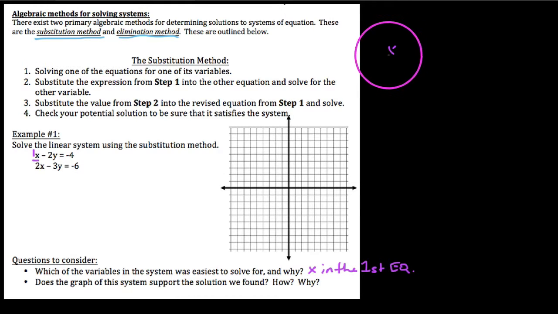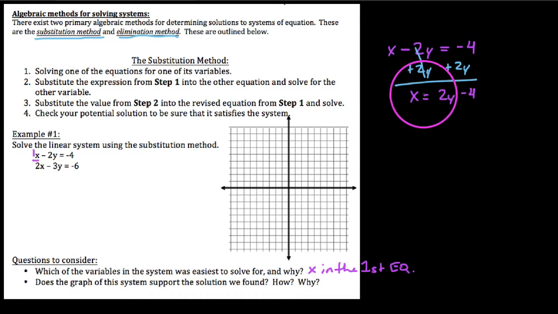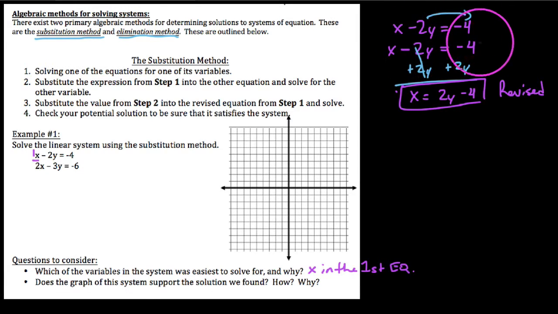So I'm going to do this over here. We say x minus 2y is equal to negative 4. Showing my work, adding 2y to both sides, we isolate the x and we get x is equal to 2y minus 4. I'll put a box around this. I'm going to refer to this as a revised equation because it's really the same equation, but it's been manipulated. Because we solve so many linear equations, it's easy to see that we just moved the negative 2y to the right side and it became positive.